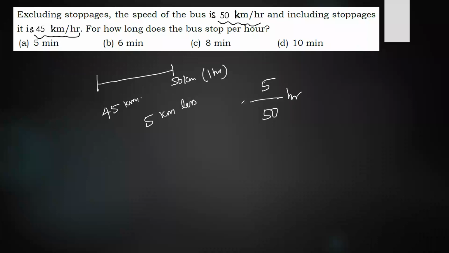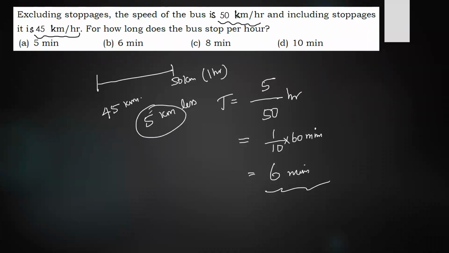This is per hour. So I'm converting into minutes, right? So 1 by 10 into 60 minutes. The answer option is 6. 6 minutes. So is it clear how to find this type of question?